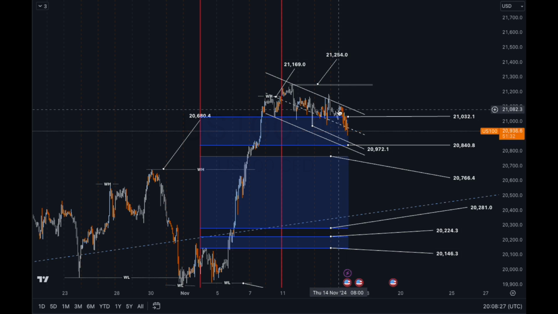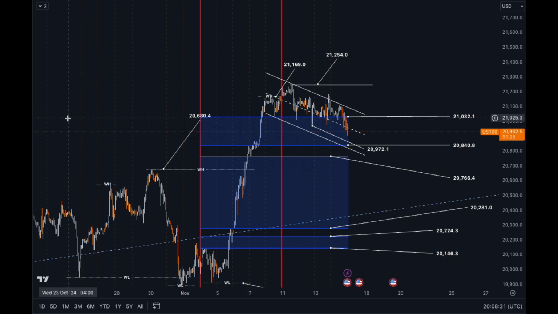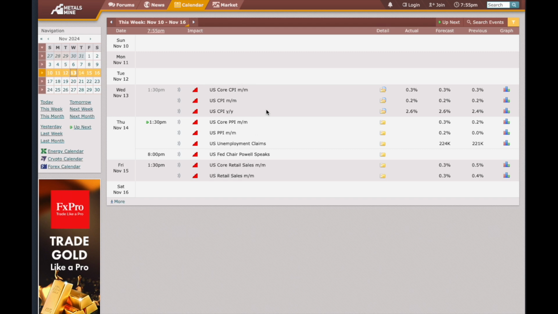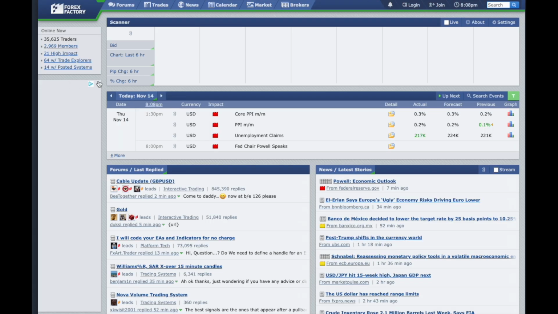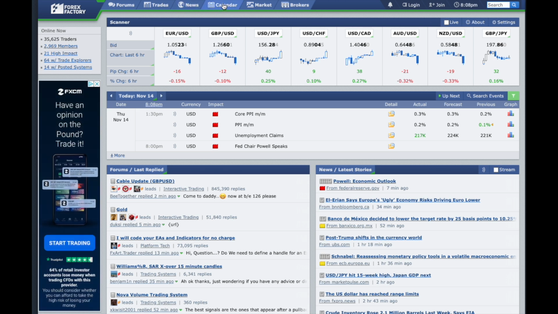So what I'm going to do now is bring in the news that we've got coming out, just to see if there's anything that could help us navigate the situation. As it stands, we're on the metals at the moment. We don't want this stuff. What we do want is the Forex information. So let's go into that.